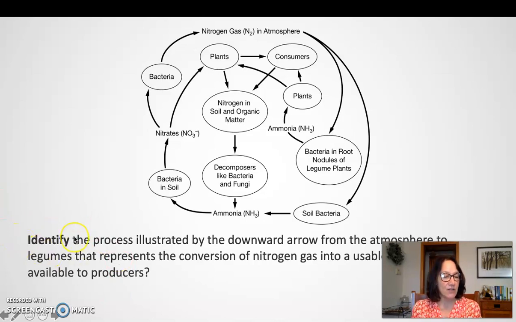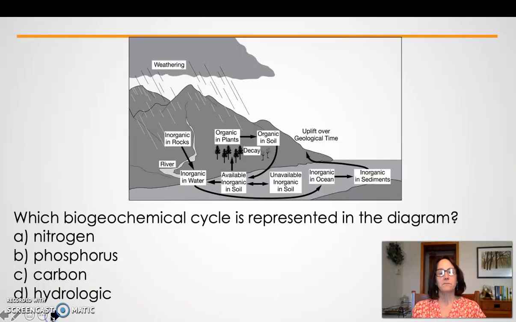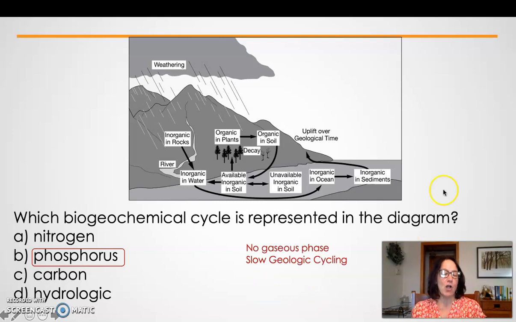Here's another task verb. Identify the process. There's only this one set of downward arrow going to a legume, and this is where they would want me to know that term nitrogen fixation. A multiple choice question. Again, stop the video and process it if you'd like. Which cycle is being represented in the diagram? And the student should easily pick out the phosphorus cycle.